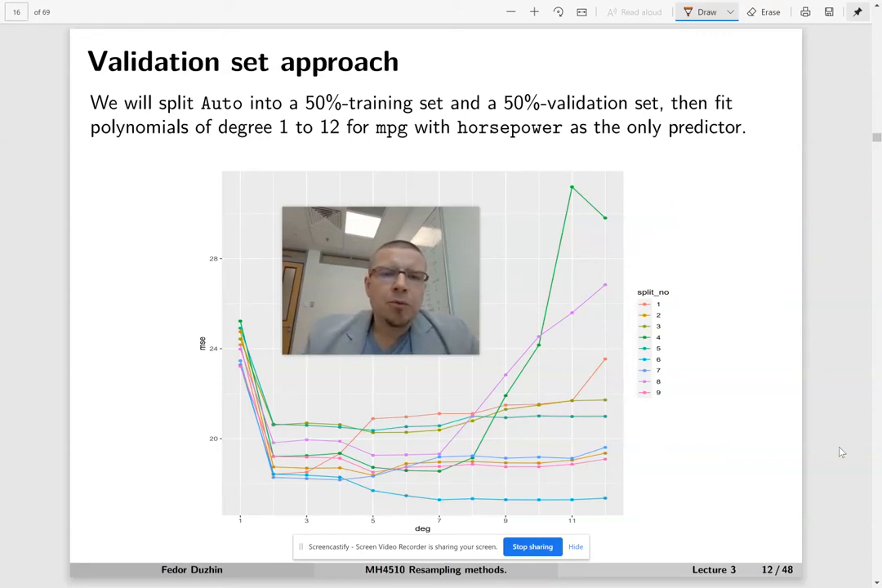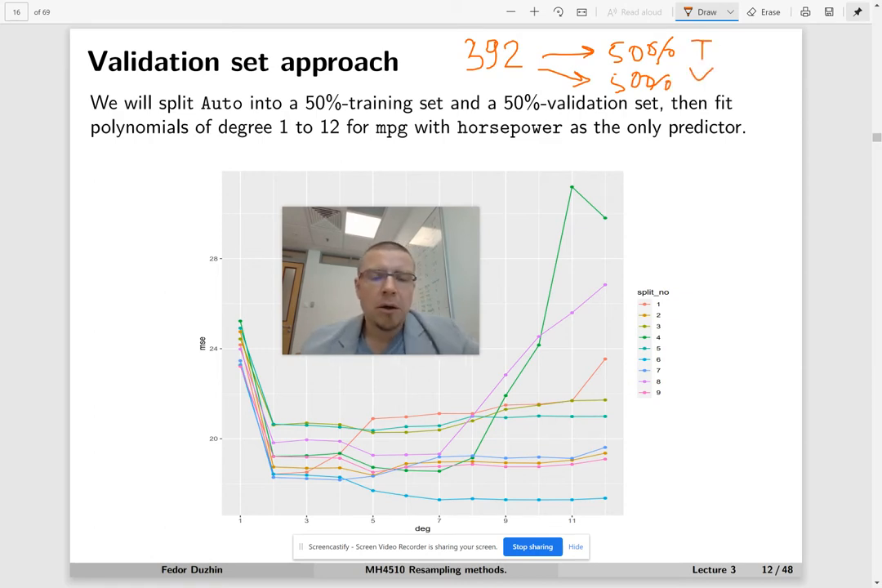So here we are going to work with this auto data set from Introduction to Statistical Learning. We are going to split it into half training set and half validation set. The total number of observations here is 392. So we're going to split it 50-50, training and validation.